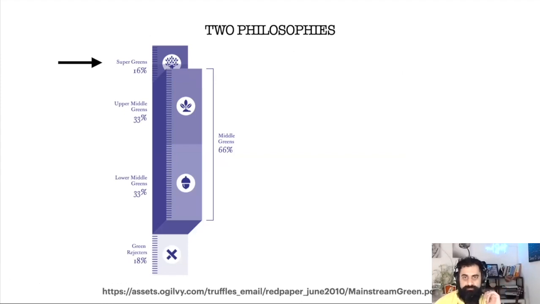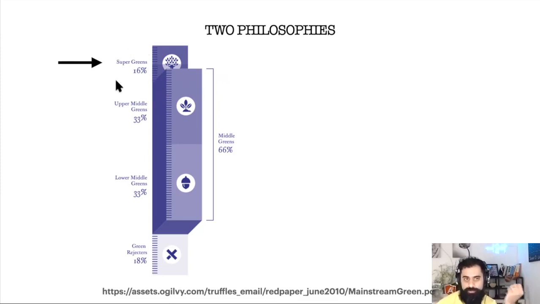Before we dig into green software engineering, I like to preface it with talking about the 2 philosophies of green software engineering or sustainable software engineering. I think a great way to describe this is a report by an advertising agency called Ogilvy in 2010 called Mainstream Green, which tries to break down what the green audiences look like. This is 10 or 11 years ago now. How they broke it down was, 16% of people define themselves as super green.